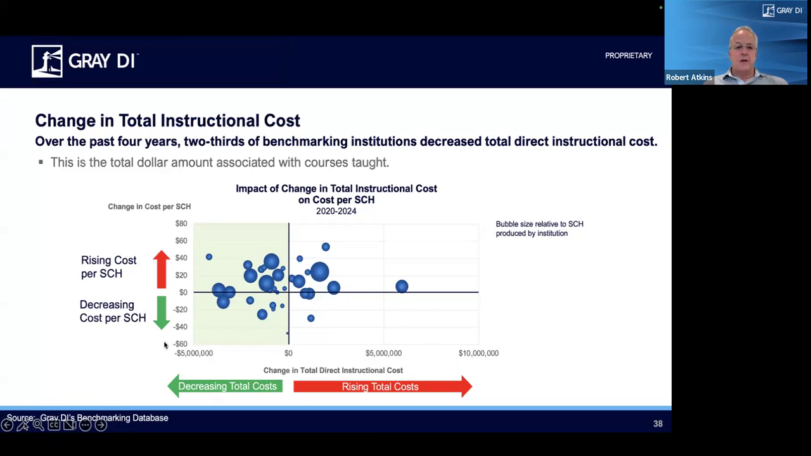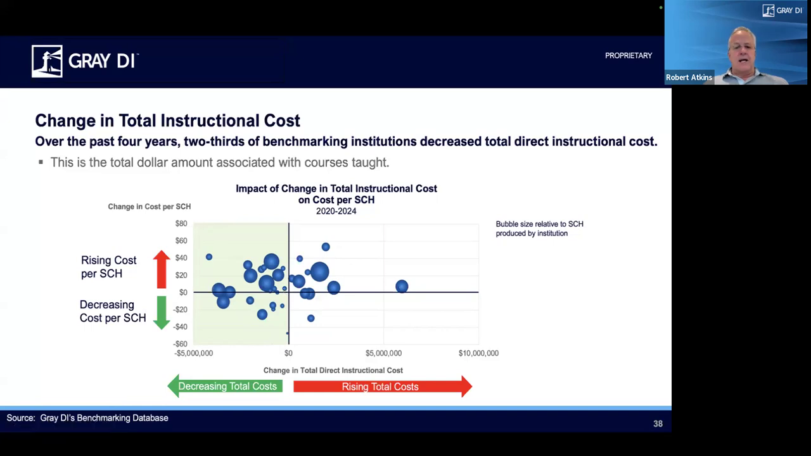Now, you'd assume that when I reduced my cost, my cost per student credit hour went down. And that's what you see here. If you're in the bottom half of this chart, below the zero line, your cost per student credit hour decreased. If you're above the line, your cost per student credit hour increased. What's interesting to note is that for the people who cut their instructional costs, most of them ended up with higher cost per student credit hour than they started with.